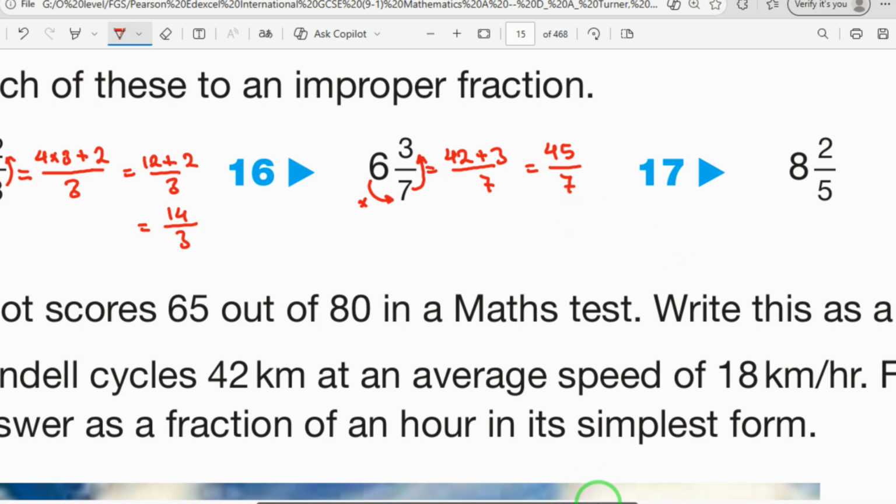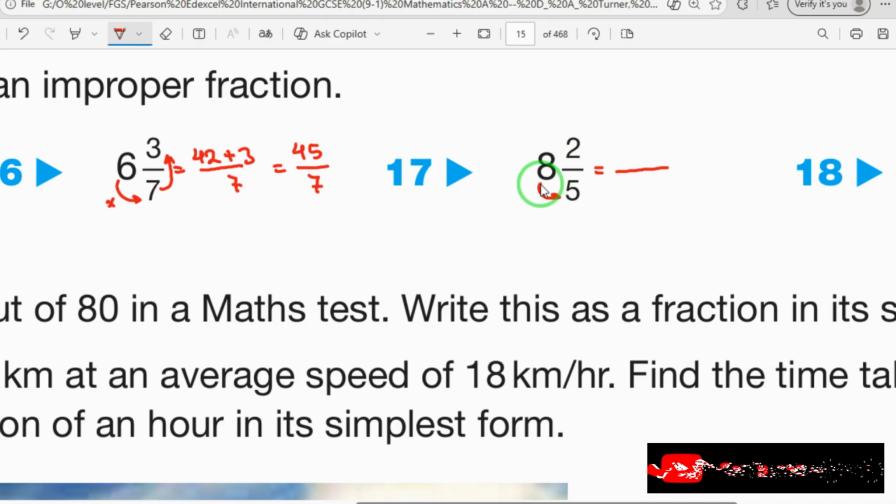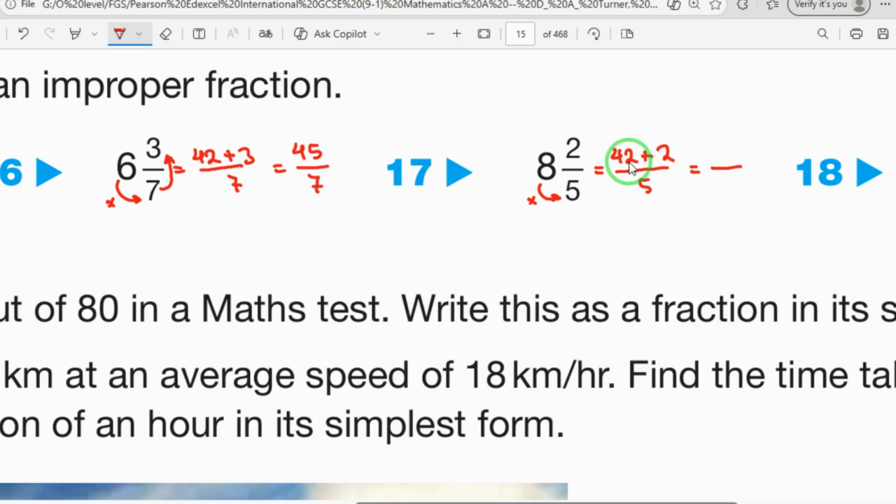And we come to question number 17. Here we have the same. We multiply 8 by 5. 8 times 5 is 40, plus 2 over 5. Then we add this number: 40 plus 4 gives us 44 over 5. This is the final answer.